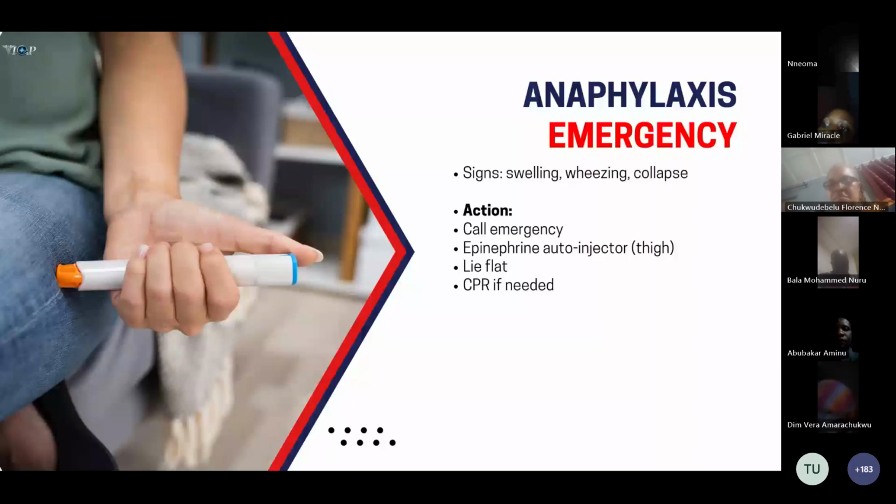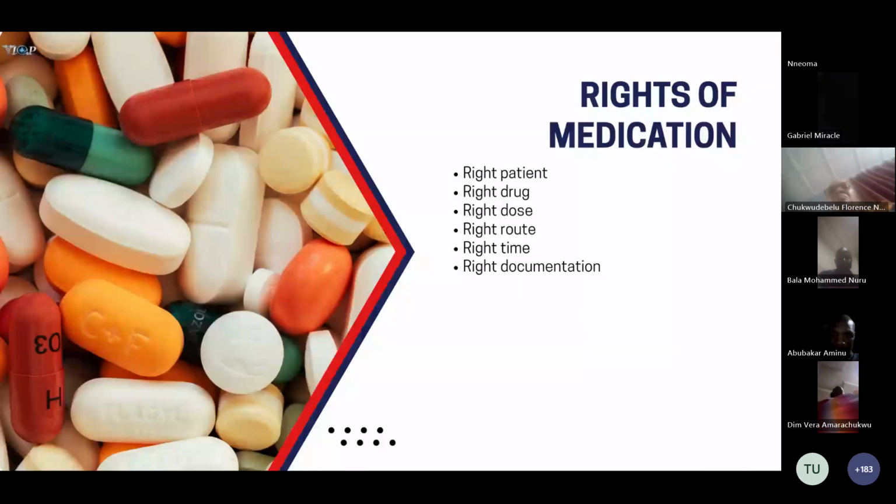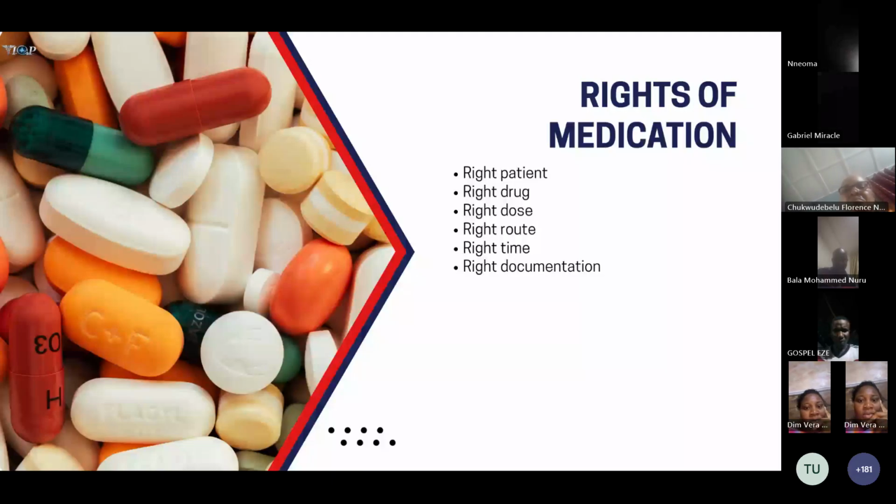When administering medication, there are different rights that you need to know. Please, if you are with your pen and your paper, you need to write this down. If you did not get anything today, in fact, I know you will have gained something. But please, this is very, very important. You need to know this to ensure that you are not doing the wrong thing to the patient.